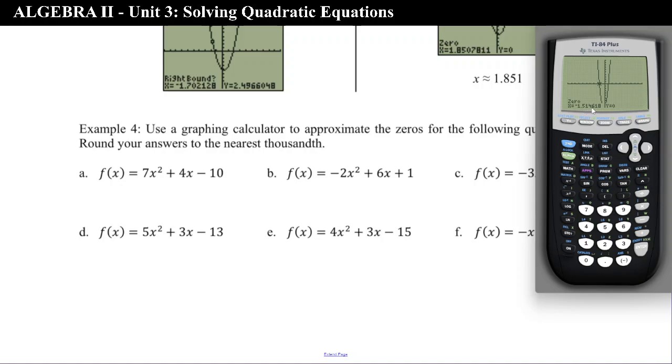And then we're rounding to the nearest thousandth, so this is a 6, so we've got to round that up to 5. So negative 1.515. Okay, so there's that answer.